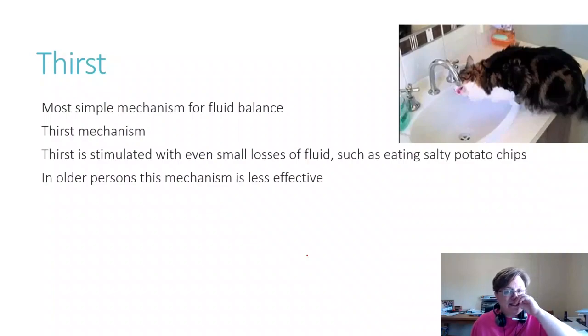The most simple mechanism for fluid balance is actually thirst. Thirst is stimulated when there's even small losses of fluids, like eating a couple salty potato chips. In older persons, this is less effective, and in some individuals, it's not effective enough to make major changes in blood pressure or water movement. Thirst is usually a later sign, and by the time you're thirsty, or you recognize that you're thirsty, you're behind on water already.